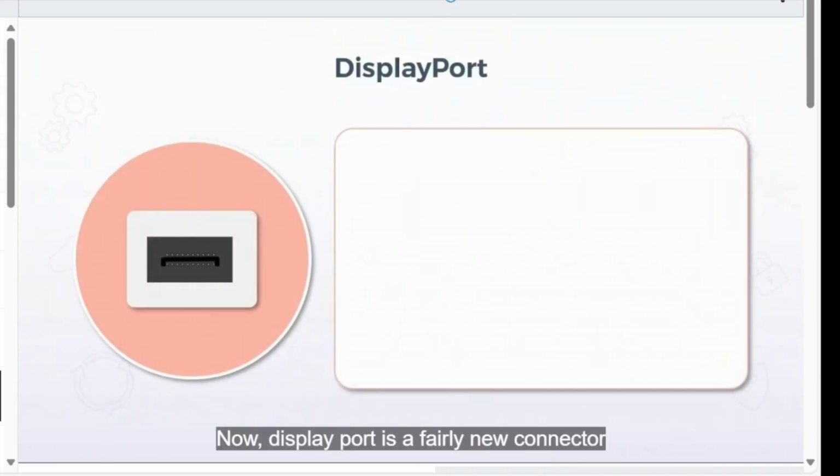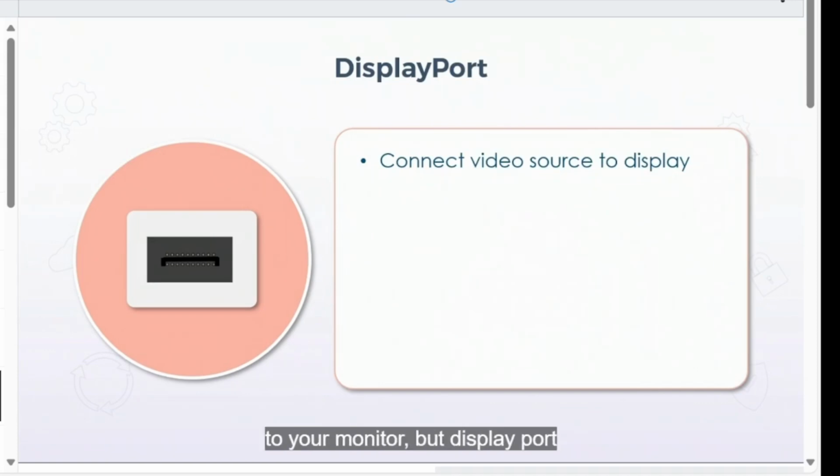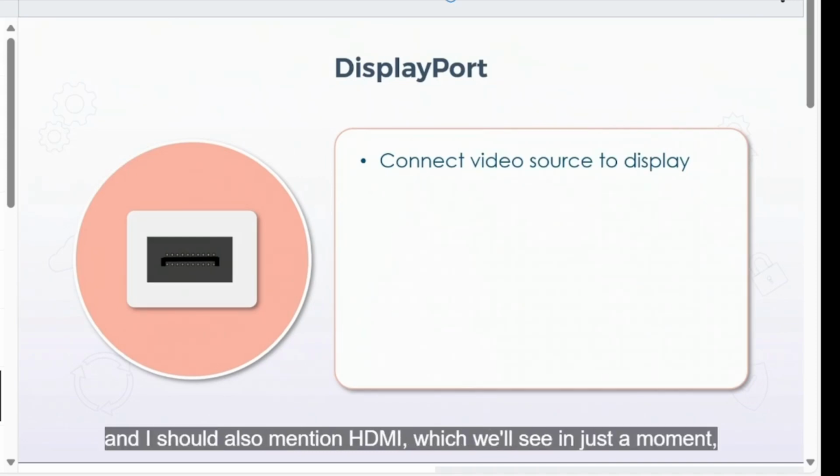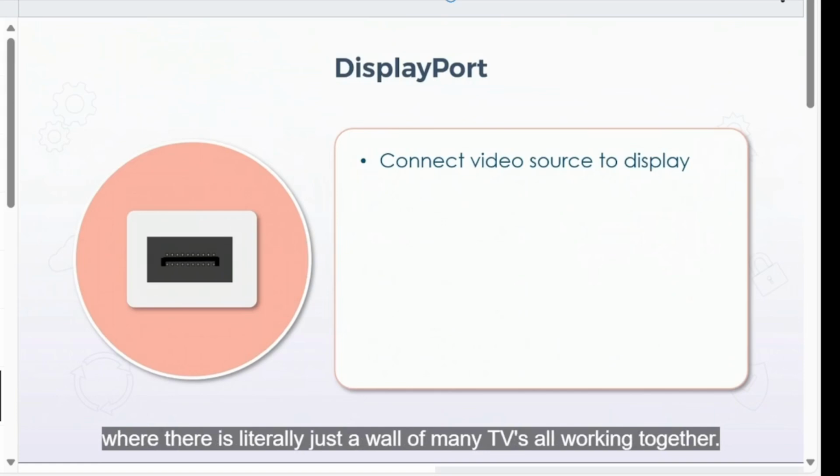Now, DisplayPort is a fairly new connector which allows you to connect video sources to your display. Just to quickly clarify, that statement is no different than saying something like connecting your computer's video card to your monitor. But DisplayPort, and I should also mention HDMI, which we'll see in just a moment, are both very commonly used for many different types of displays, including TVs, projectors, virtual reality headsets, specialized equipment monitors, and video walls, where there is literally just a wall of many TVs all working together.